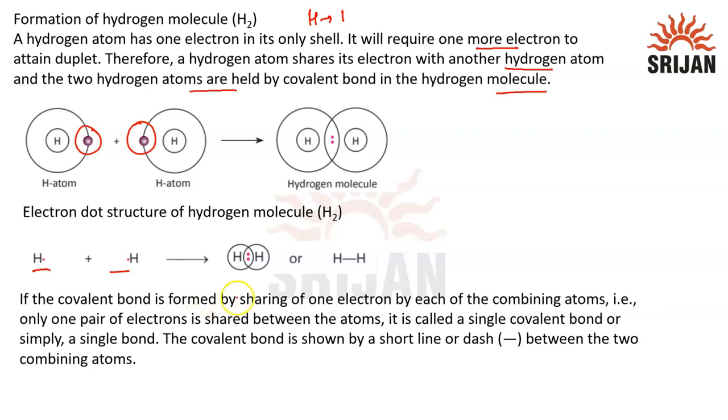If the covalent bond is formed by sharing of one electron by each of the combining atoms, that is, only one pair of electrons is shared between the atoms, it is called a single covalent bond or a single bond. The single covalent bond is shown by a short line or a dash between the atoms, as we can see here, H-H.